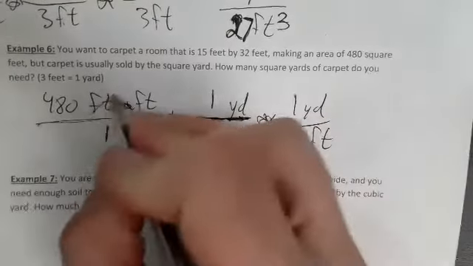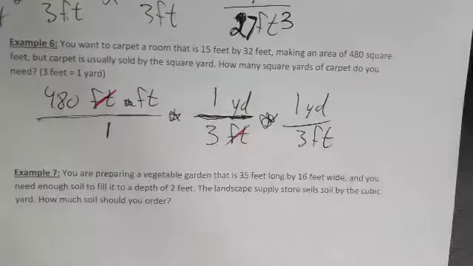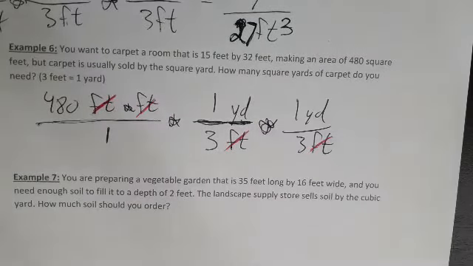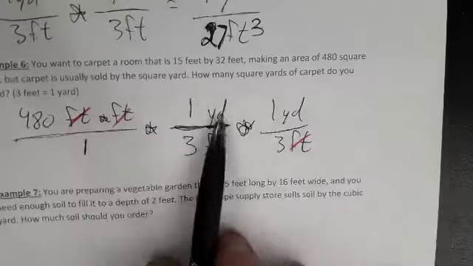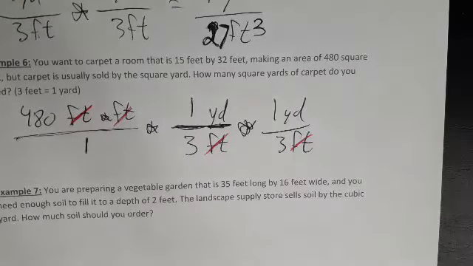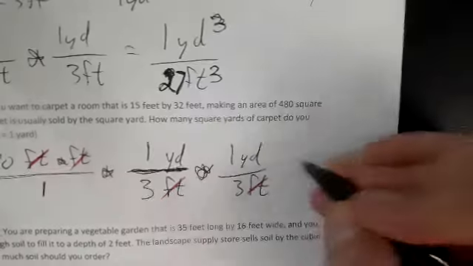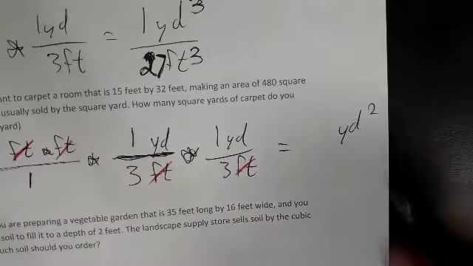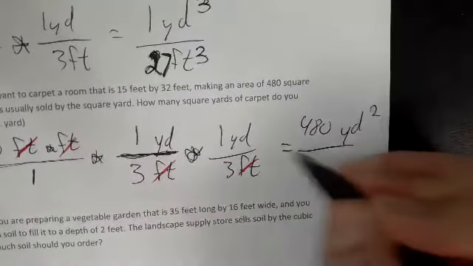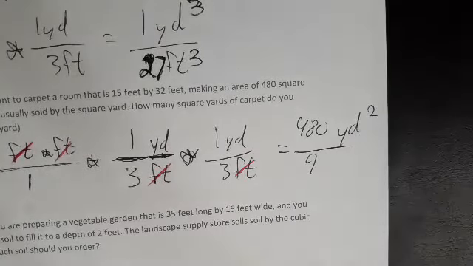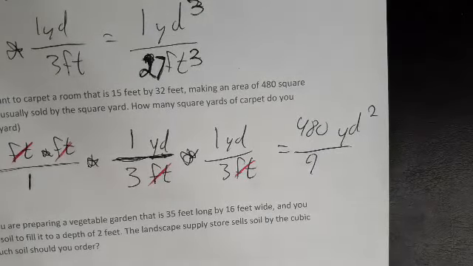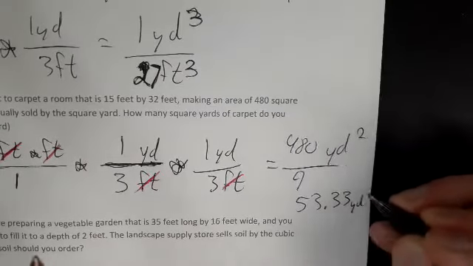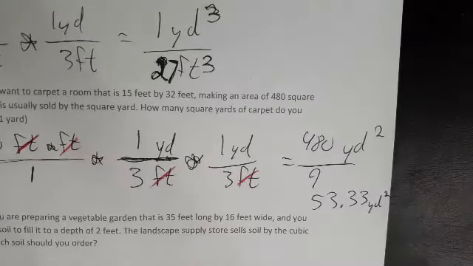So what's happening here is I'm getting rid of this with one of these, and I'm getting rid of this with the other. And what you might notice is I have 480 times yards on top. So on top, I'm going to have yard squared. I'm going to have 480 on top, and 3 times 3, which is 9, on bottom. So I'm going to take 480 and divide it by 9. This I think is 53.3. A little room on the paper, but there you go, yard squared.